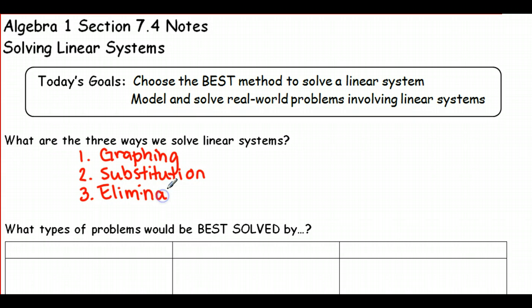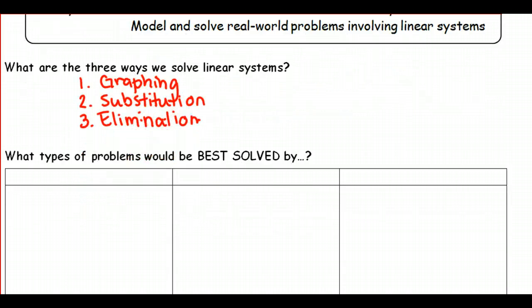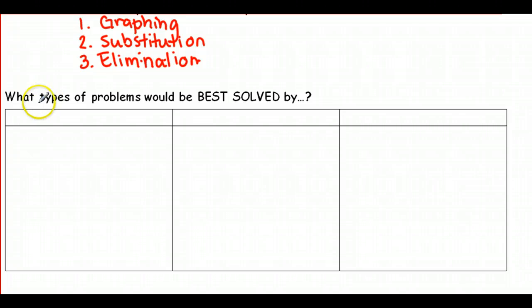Let's take a look and figure out how we can determine which method would be the best to solve a linear system. In your table, let's set up three columns. In the first column, we'll put examples of how to choose whether or not we should use graphing, in the middle column substitution, and in the last column let's go ahead and put elimination.